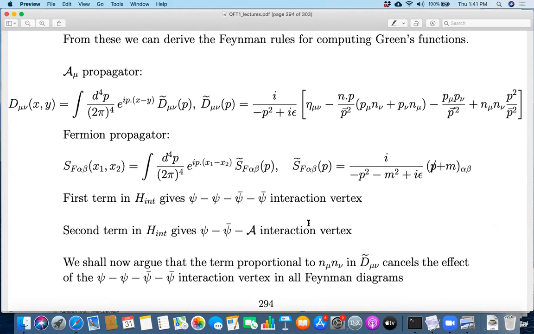So are there questions? Okay. So what we are going to argue now is that the term that is proportional to n mu in this, you can see that this D tilde mu nu has a term proportional to n mu n nu. This term cancels the effect of the 4 fermion interaction term, and I'll explain in what sense this cancellation takes place. The term proportional to n mu n nu, so this is the internal propagator, cancels this 4 fermion interaction term.